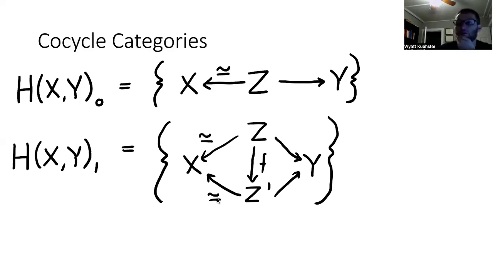Okay, so now let's define the cocycle category. Take a model category, take two objects X and Y. I can form the cocycle category. The objects of the cocycle category are these spans: some object with a map to X and a map to Y, where the map to X is a weak equivalence. And then the morphisms in the cocycle category are morphisms of spans. It's just a map between the two middle objects that commutes with the outside legs.